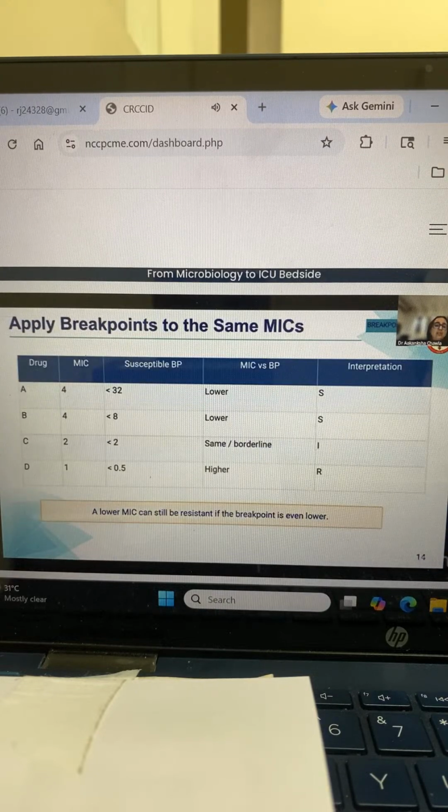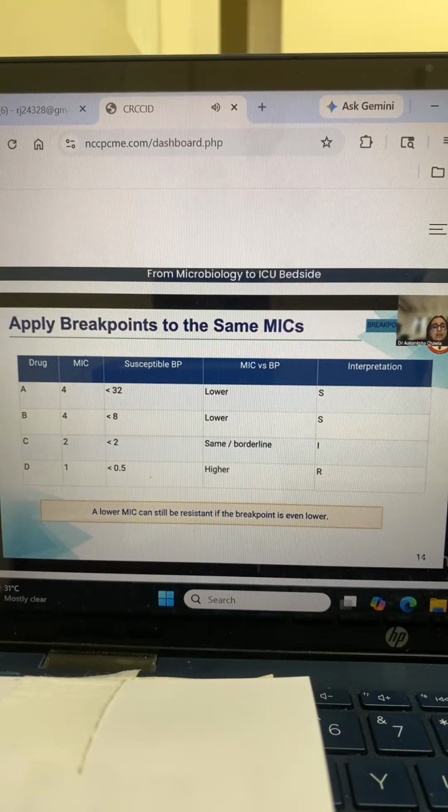So let's again look at our report. I just told you that E. coli was grown on a blood sample, and as you can see, the 4 antibiotics were tested. Look at antibiotic A. The MIC is 4 and the breakpoint is less than 32. So your MIC is lower than the breakpoint. So this antibiotic A becomes sensitive, right? Similarly, look at antibiotic B.